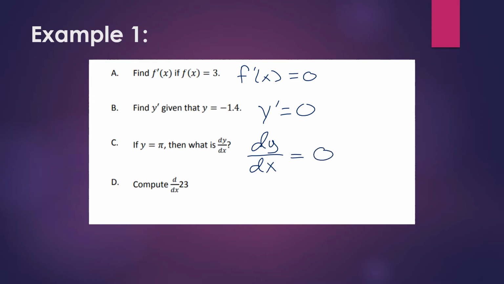And they say compute d dx of 23. So that's saying what is the derivative of 23 with respect to x? And again, that is 0. All four of these answers are 0 because all four of them are asking us to take the derivative of a constant.